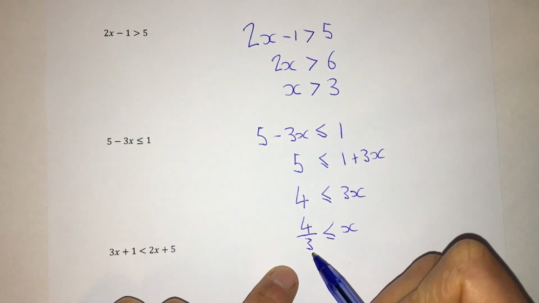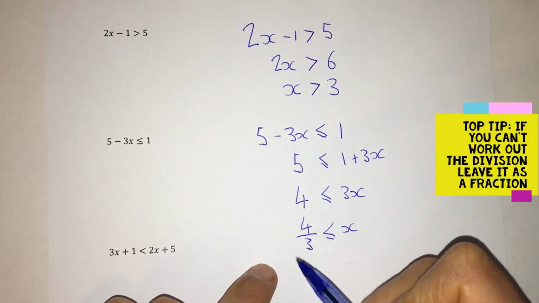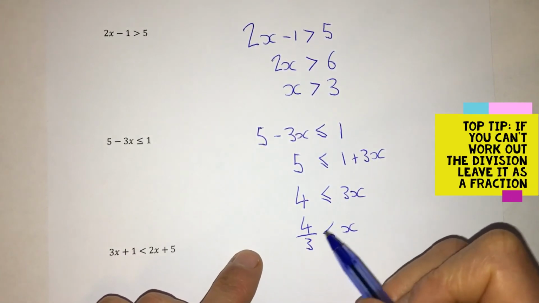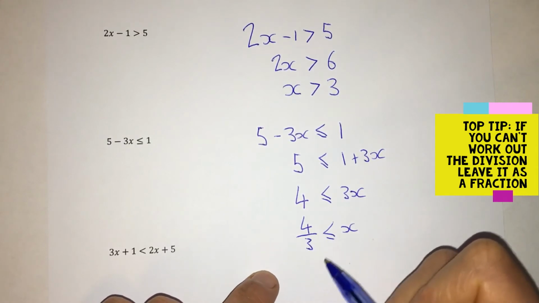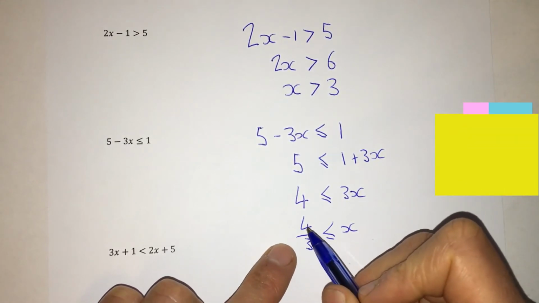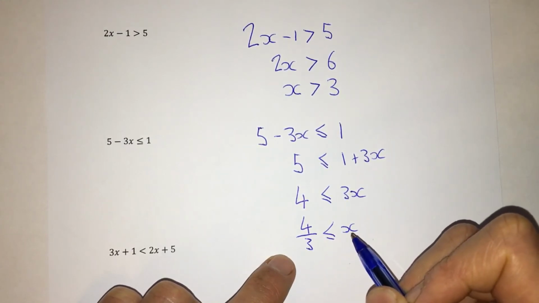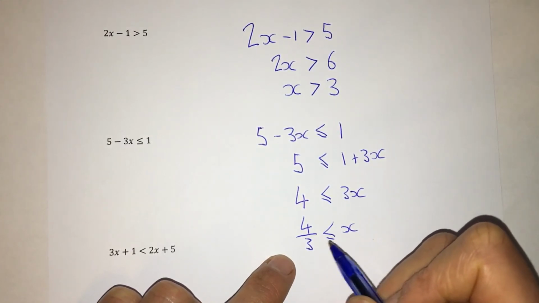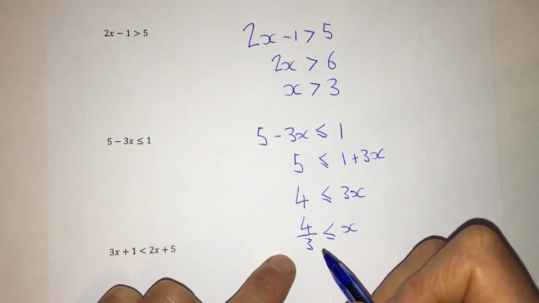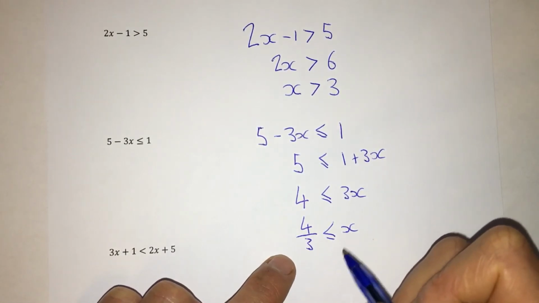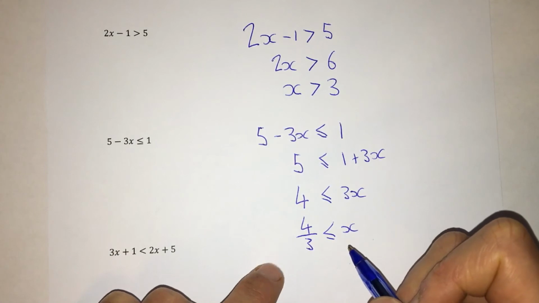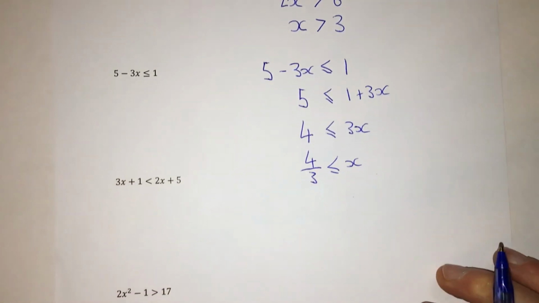This is a great top tip actually. Instead of leaving it as a decimal, leave it as a fraction. If you can't work out the division, leave it as a fraction. So this means that 4/3 is less than or equal to x. Or we could say that x is greater than or equal to 4/3. For example, x could be 4/3 or 5/3 or 6/3, which is 2. Let's look at this next one.